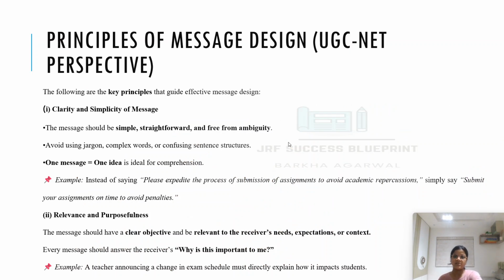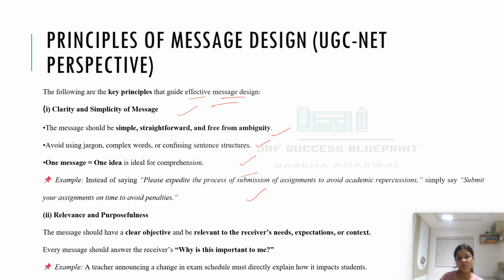Moving forward to the principles of message design, from the UGC NET perspective. The following are the key principles that guide effective message design. Number one is clarity and simplicity of the message. The message should be simple, straightforward, and free from ambiguity. Use of technical words, jargon, complex words, and confusing sentences should be avoided. One message equals one idea is ideal for comprehension. For example, instead of saying, please expedite the process of submission of assignments to avoid academic repercussions, say, submit your assignment on time to avoid penalties.